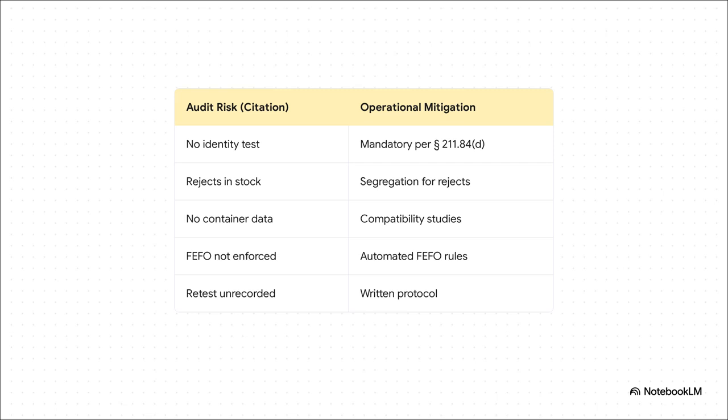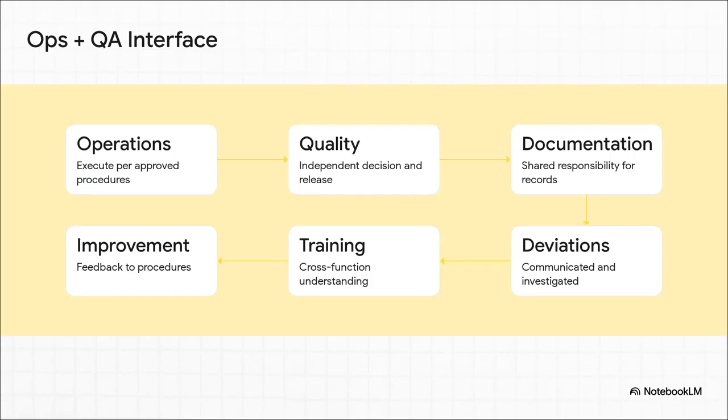Cited for containers without compatibility data, you must have container closure compatibility studies on file. If FIFO isn't being enforced, implement automated FIFO picking rules in your ERP system. And if your retesting isn't documented, well, establish a written, approved retest protocol. Strictly adhering to these mitigations is completely non-negotiable. Ultimately, success under Subpart E relies heavily on this critical interface between operations and quality.